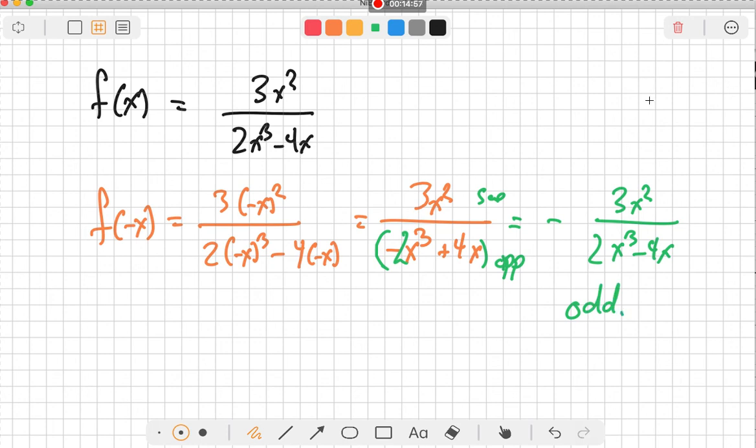So again, our main goal, when we're checking for even or odd, is to just plug in f of the opposite of x, and then take a look and see, does that equal the original function, f of x? It's even. Does it equal the opposite? It's odd. Does it equal something else? It's neither.